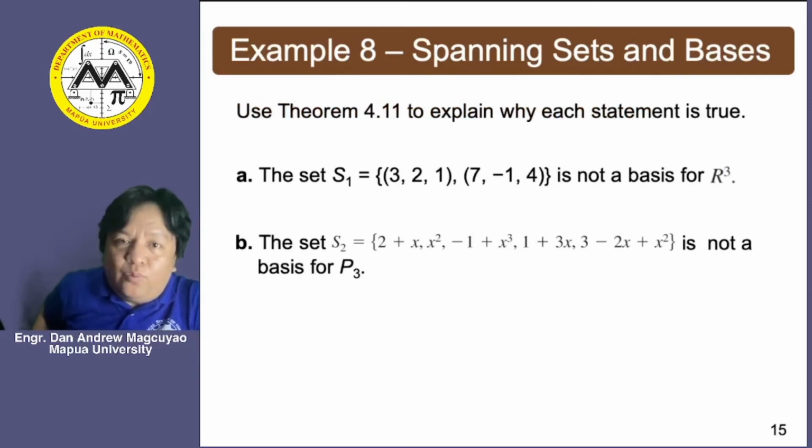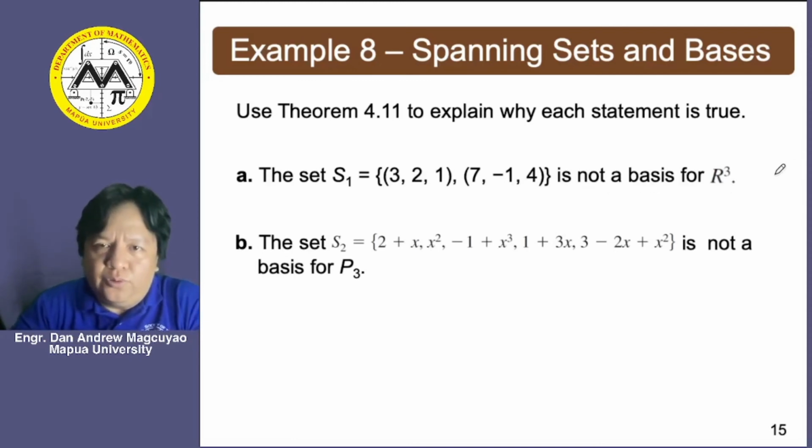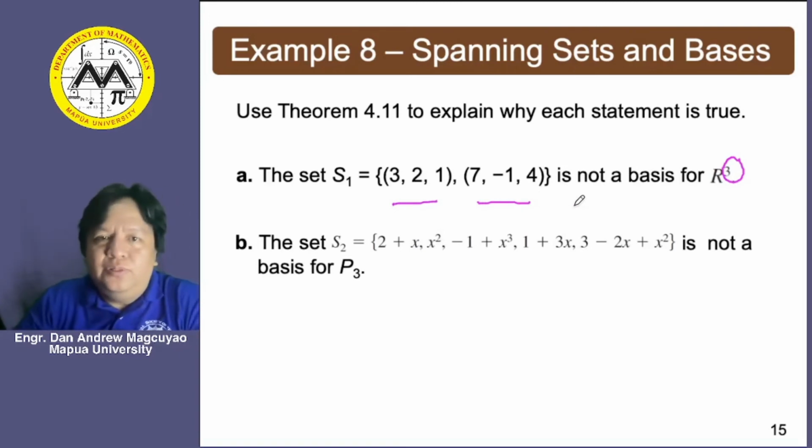Explain why each statement is true. The set S1 composed of (3, 2, 1) and (7, -1, 4) is not a basis for R cube. If it is R cube, we need 3 vectors. There are only 2 vectors, so we are lacking one more vector to form a spanning set of R cube.